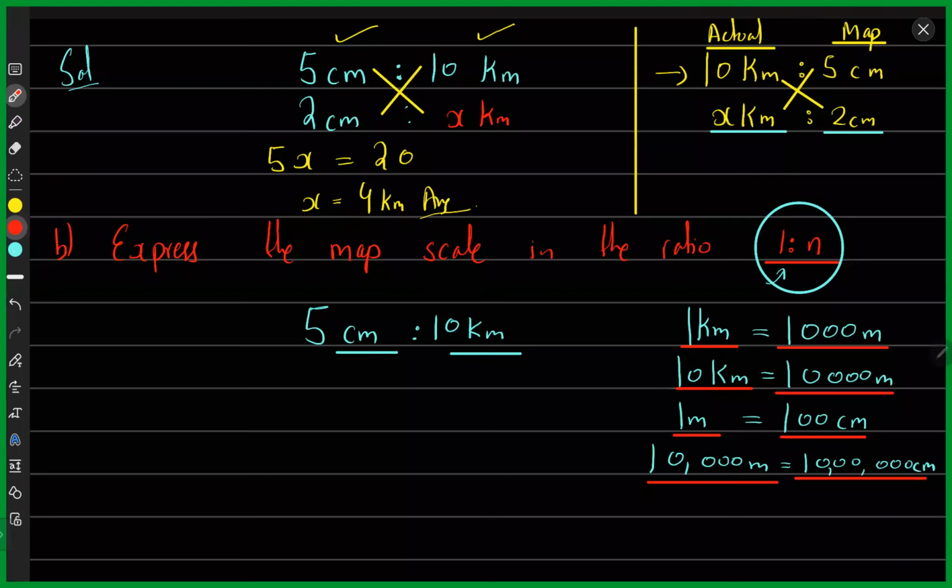So I can write it this way. Isn't it 1 million centimeters? Yes, you can think of it as 1 million centimeters. You're right. Okay. So I'll write it down here.